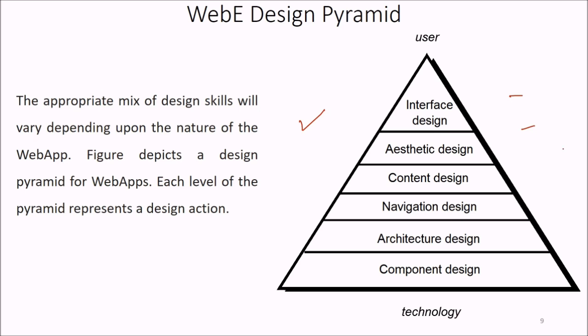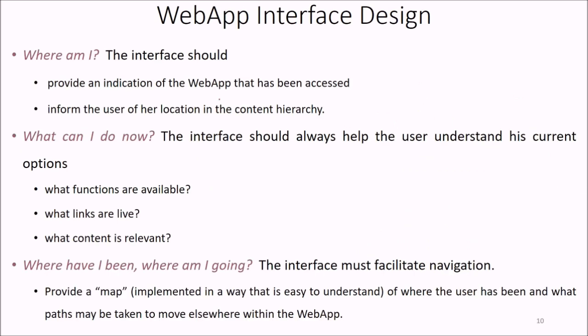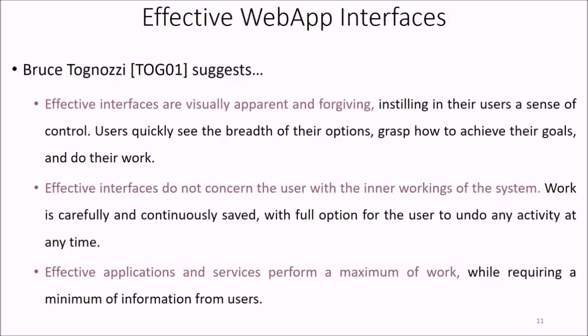Each level of the pyramid represents a design action. Like we have the component design, the architecture design, the navigation design, the content design, the aesthetic design, and the interface design. So in web app interface design, there are various questions that need to be answered very carefully and prominently. First, the interface should say, where am I? What can I do now? Where have I been and where am I going? So all these are very important.